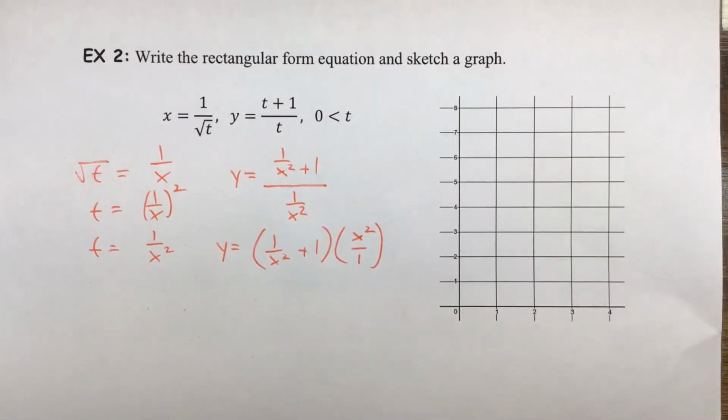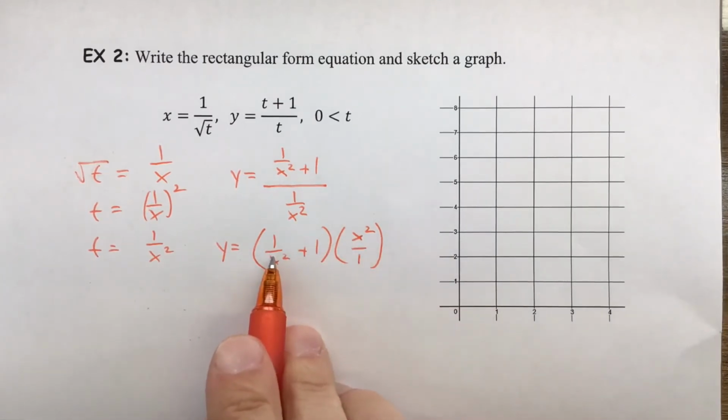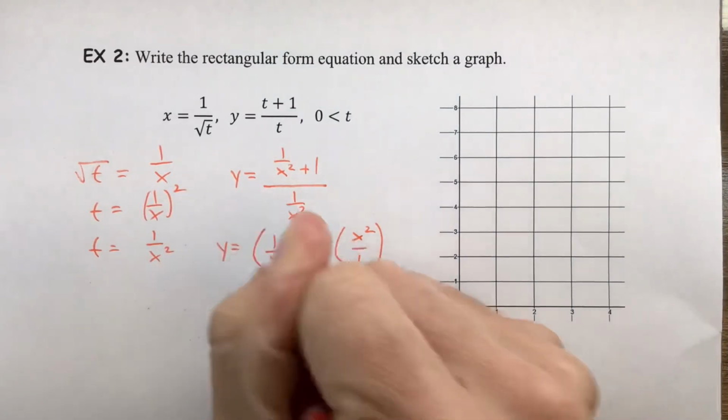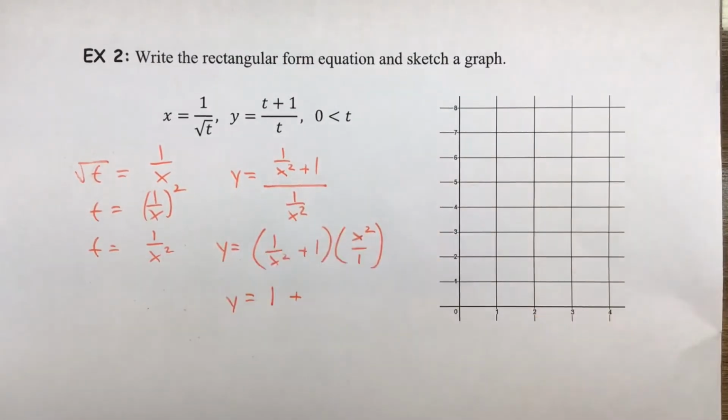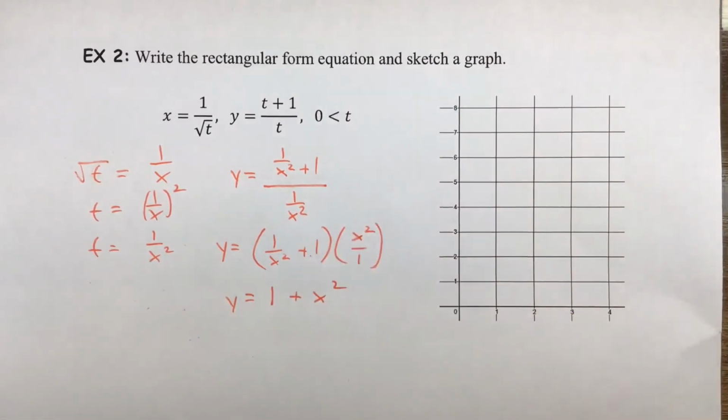Okay, so the 1 on the bottom is not really necessary, but it does help with the first part of the distribution, because this is a reciprocal of that guy. When you multiply them together, you're going to get a 1. So we end up with 1 plus, then this is really just x squared times 1, which will give us that.